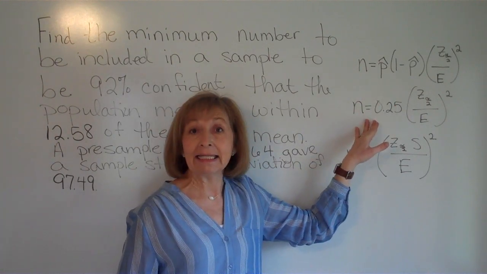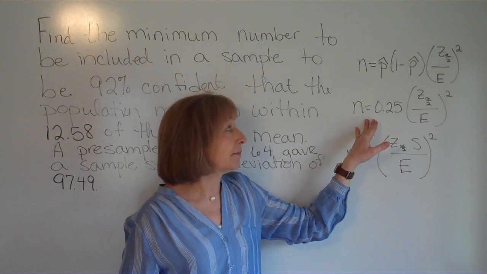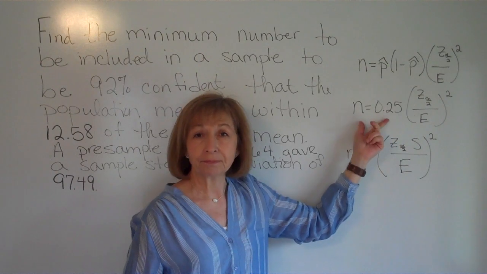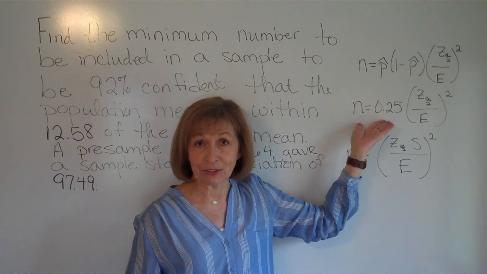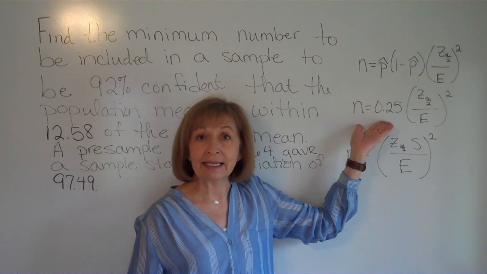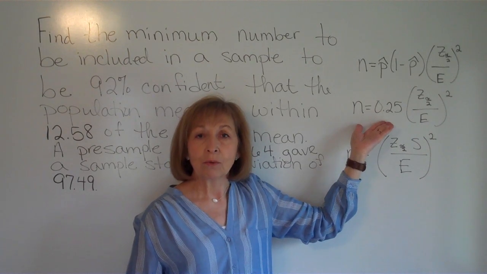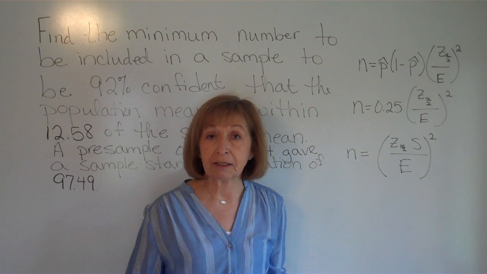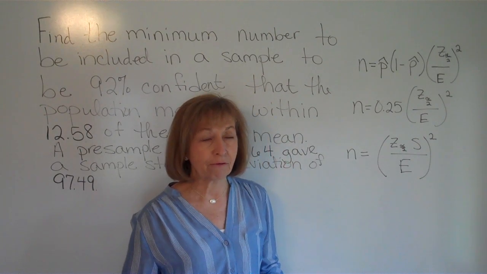The next one is n equals 0.25 times the quantity z sub alpha over 2 divided by e, squared. This is the sample size formula you would use if you were looking at finding sample size when forming a confidence interval for a population proportion, but you don't have a pre-estimate for it.